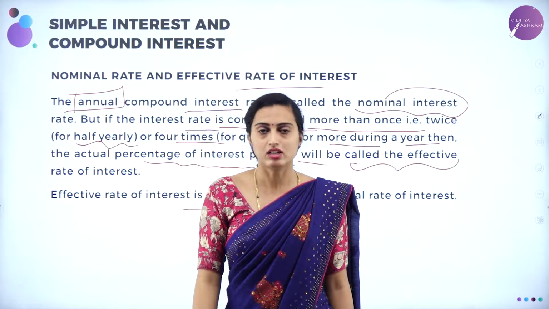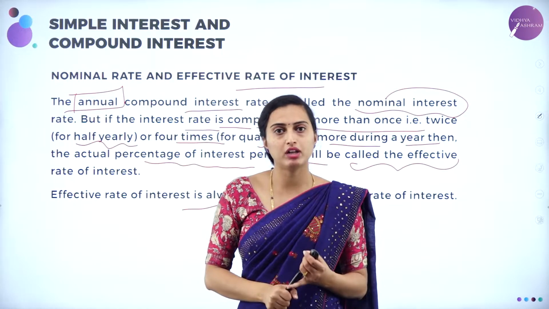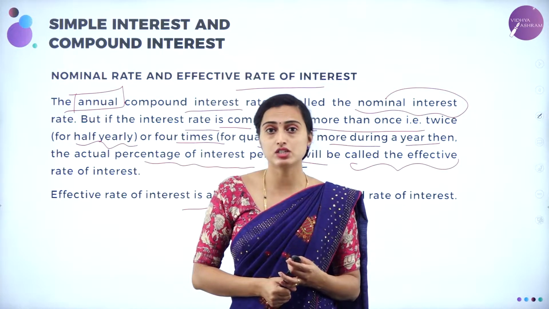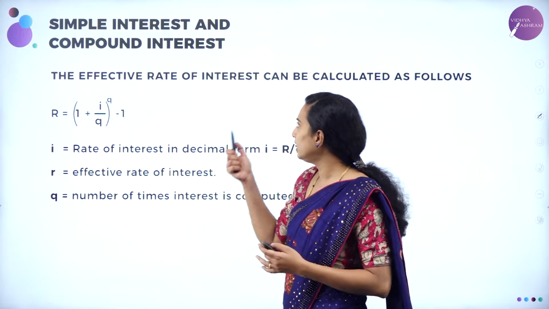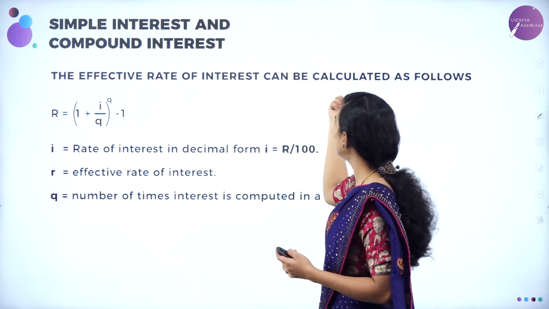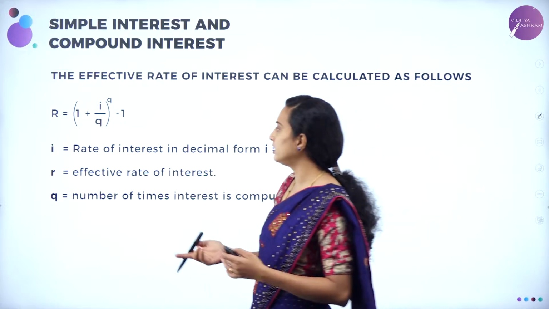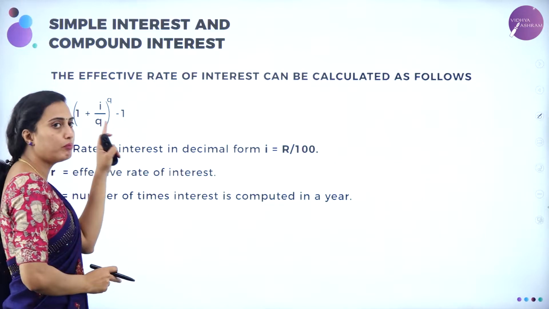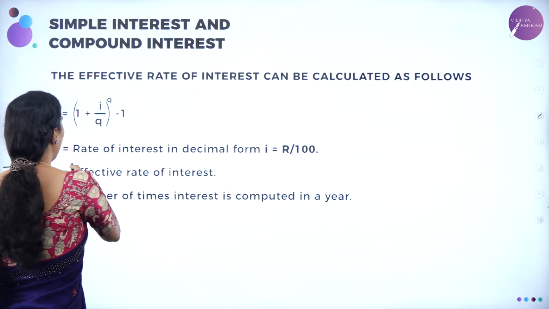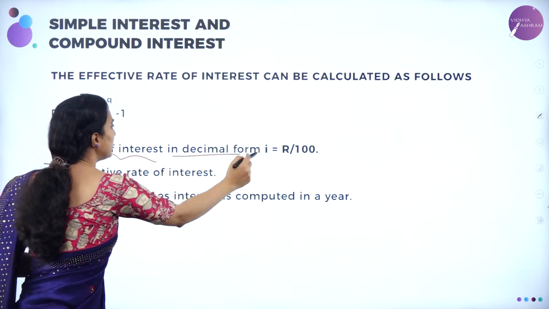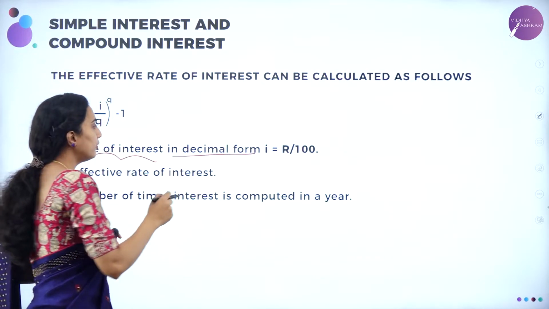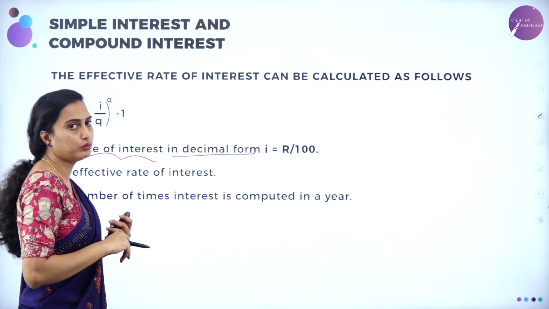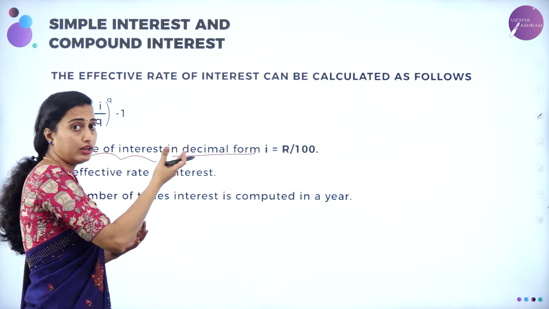Are you getting? I hope you understood what you mean by nominal rate and what you mean by the effective rate of interest. We'll move on to the formula session. The effective rate of interest can be calculated by using this formula, that is R is equal to (1 plus I by Q) to the power of Q minus 1. What is this I? I is nothing but rate of interest in decimal form. That is, if you want to convert, I is equal to R by 100, that will give you I value. I hope you studied this already.